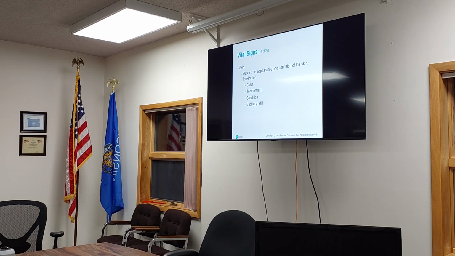Delayed cap refill is when it takes more than 2 seconds. People who have poor circulation, or it takes longer for the blood to move, if I push down and let go and it stays white, and slowly takes like 3 seconds to get pink again, that means something is delaying circulation getting to those nails. Could be a lot of things, okay? But delayed cap refill is a really good skin assessment.